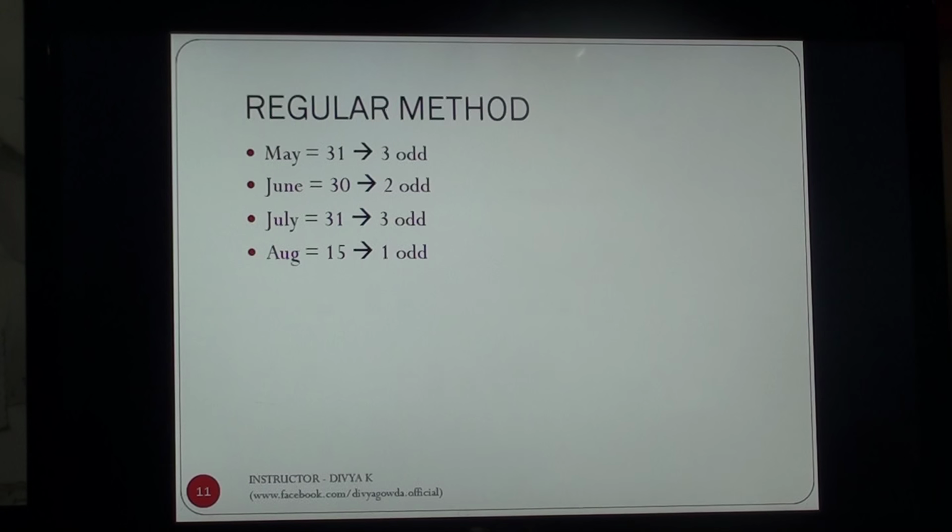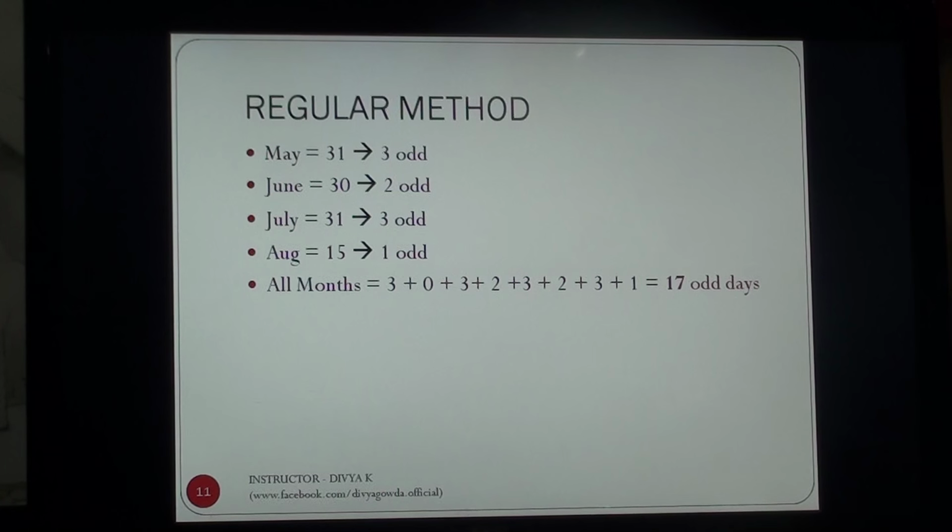So August 15 is like 1 odd day. You should not consider 31 days in August, because we are finding the date exactly on 15th August. So we have completed only 15 days in August, so you should consider only 15. So it gives you 1 odd day. What are these odd days? Take any number, divide by 7, and that should be the remainder.